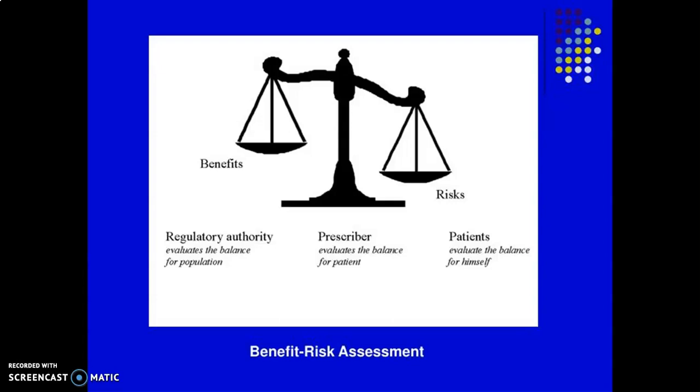So this is how they will do. They are going to check the benefit versus the risk. Regulatory authorities evaluate the balance for the population, the prescriber evaluates the balance for the patient, and the patient evaluates the balance for himself, because he is going to inform about the side effect or what happened with him based on such things. So you are going to assess the benefit versus the risk.